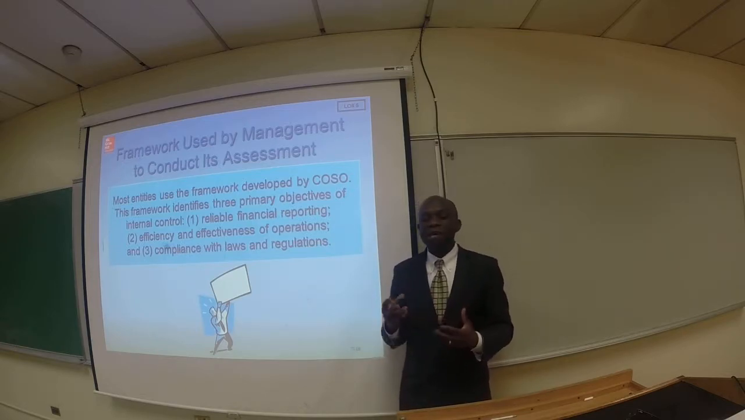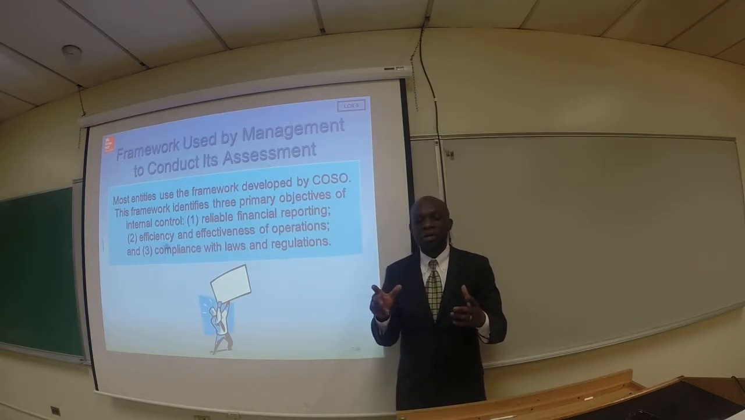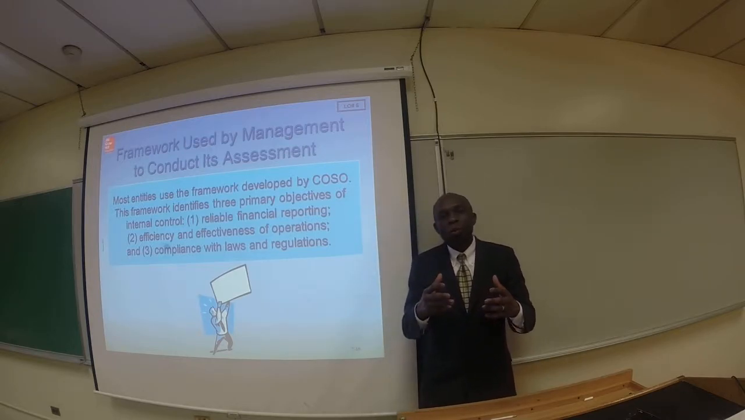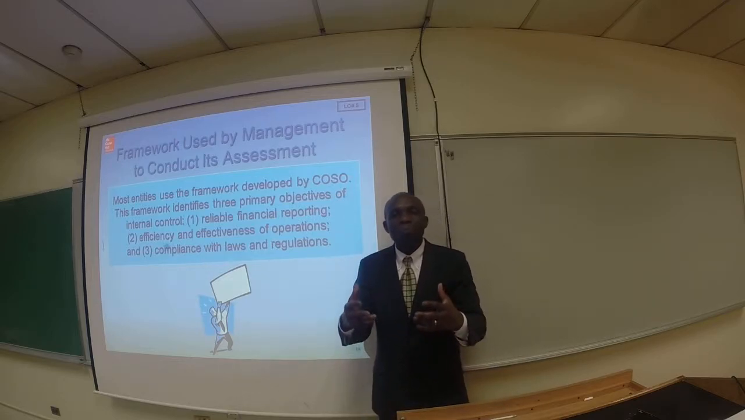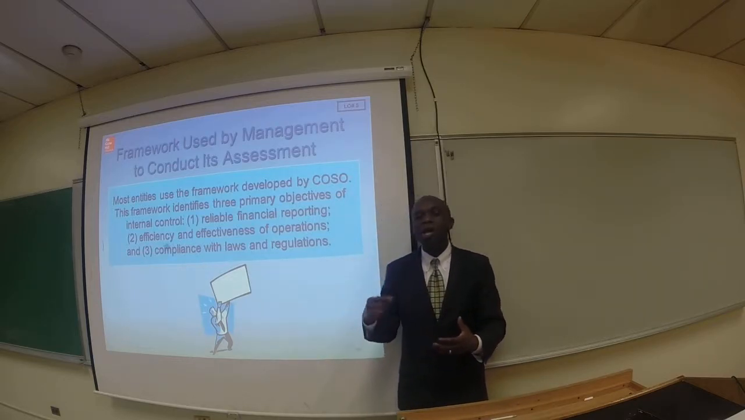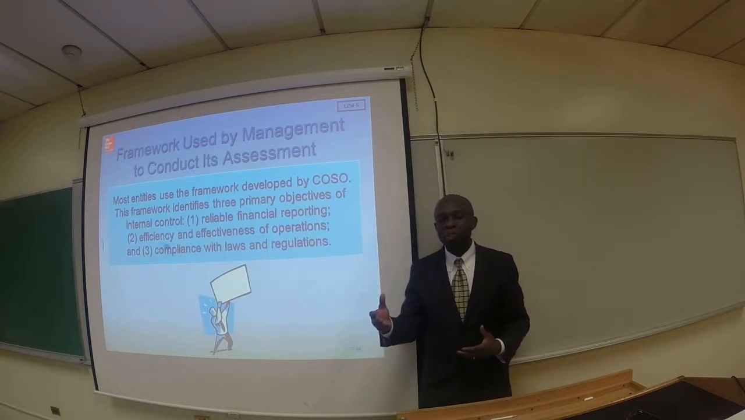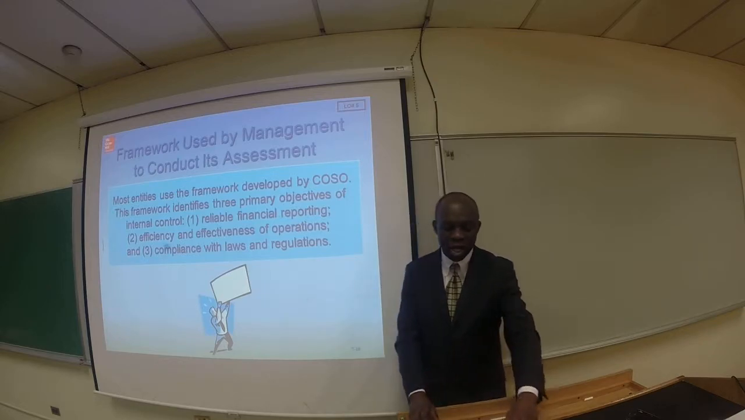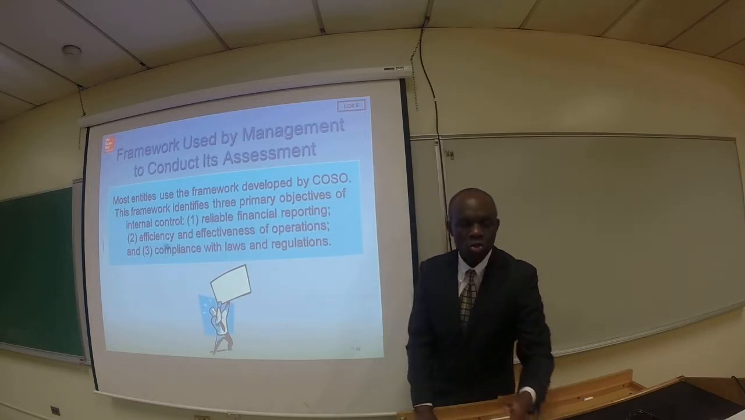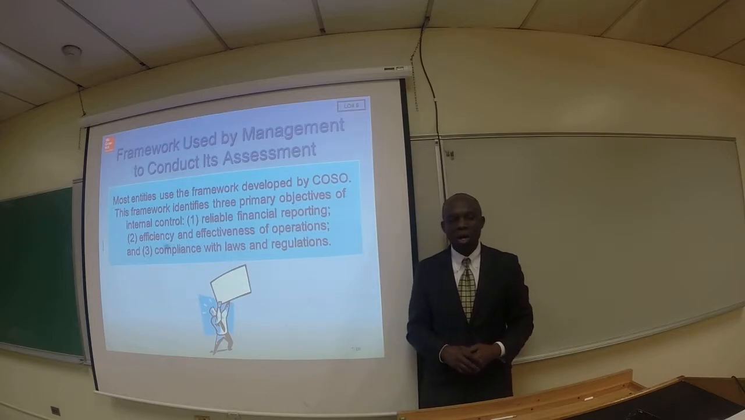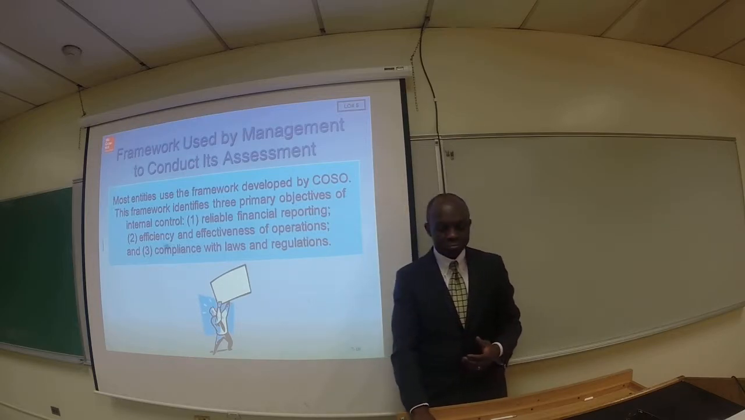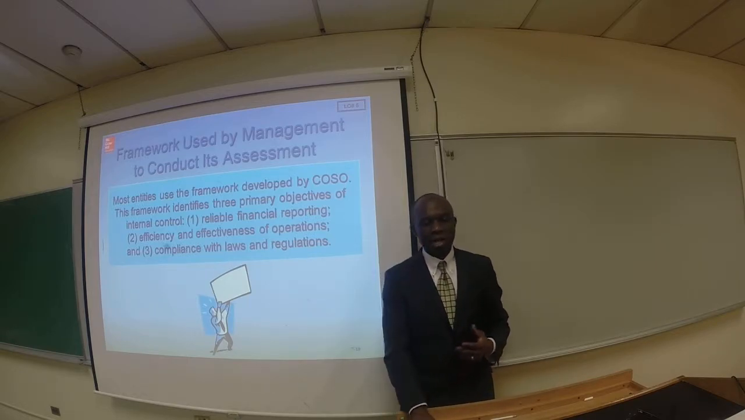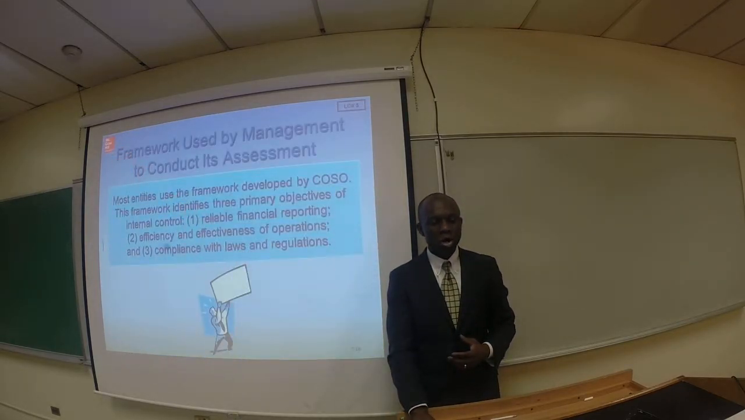Now, the framework identifies three primary objectives of internal control. These are the three main objectives that we want the internal control that we put in place to accomplish. Number one, reliable financial reporting. Number two, effectiveness and efficiency of operations. And number three, compliance with laws and regulations. So management uses the COSO framework to conduct this assessment because the COSO framework is very credible, and like I said, it is used by most corporations.